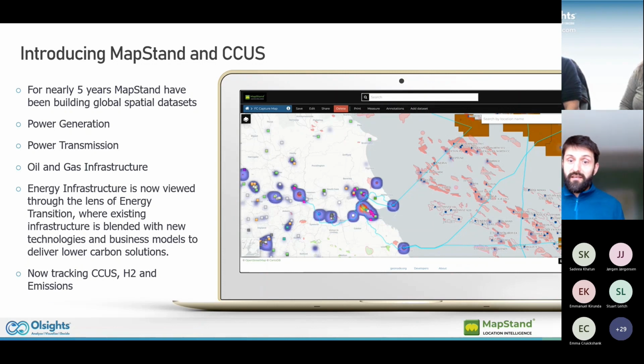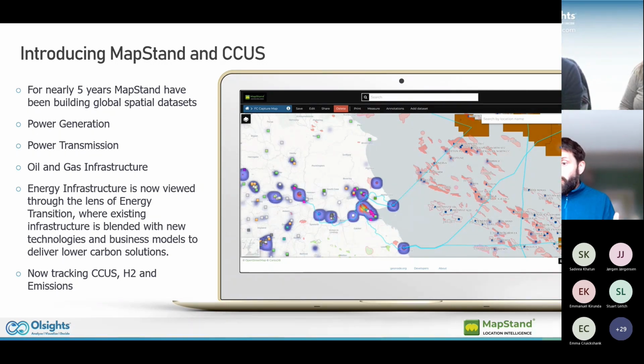So we as a business maintain nearly 50 different data layers that cover power generation, power transmission, and oil and gas infrastructure. And the infrastructure component covers both upstream, midstream, and some downstream.